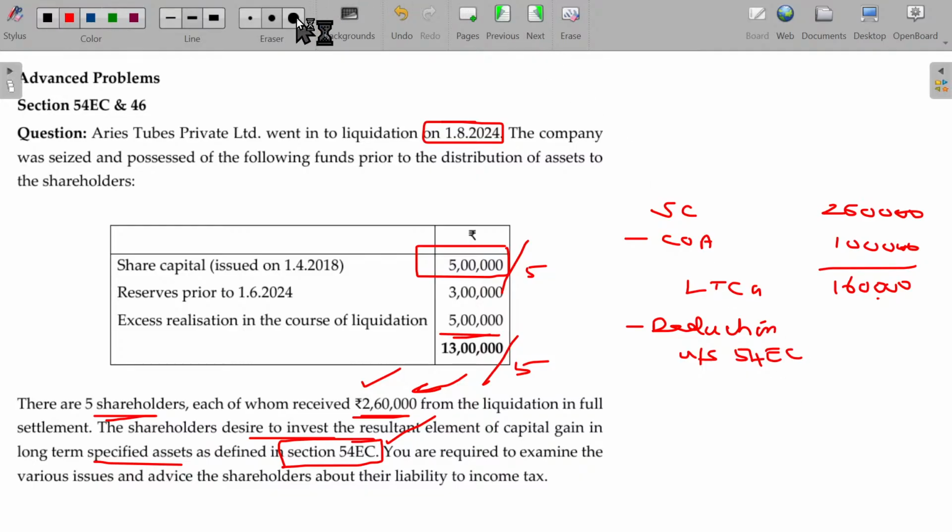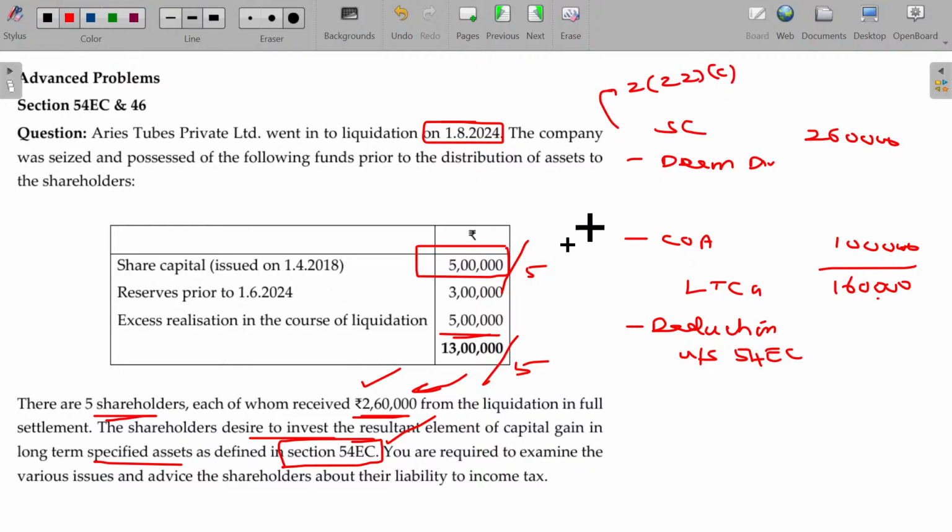Okay, here I missed one concept. What's that? Sale consideration being 2,60,000 minus deemed dividend, isn't it? Under section 2, clause 22, subclause C, to the extent of accumulated profits. Say 3 lakhs is the accumulated profit; for him that is 60,000. You have to subtract this, and 2 lakhs will be considered as sale consideration. This 60,000 is income from other sources. This will be the capital gains: 1 lakh is subtracted, so long-term capital gain is 1 lakh.